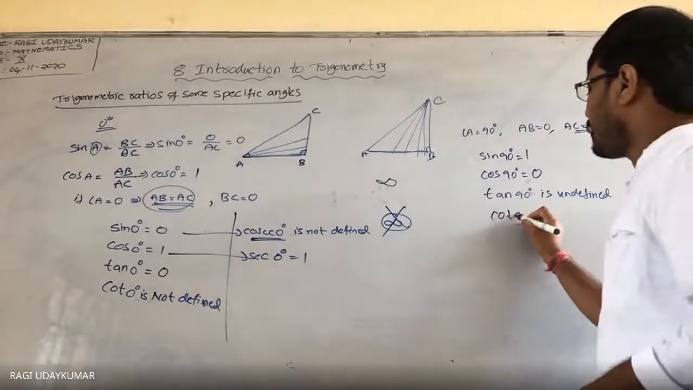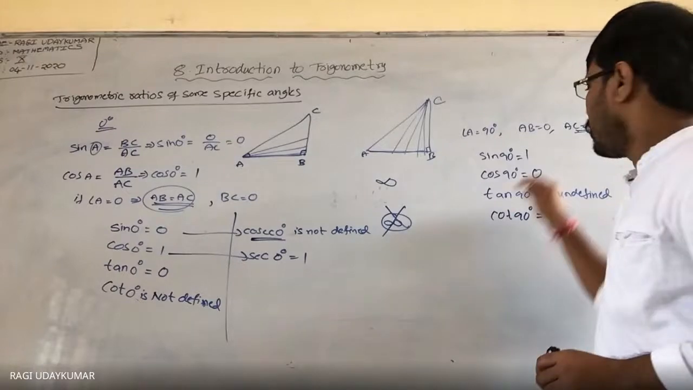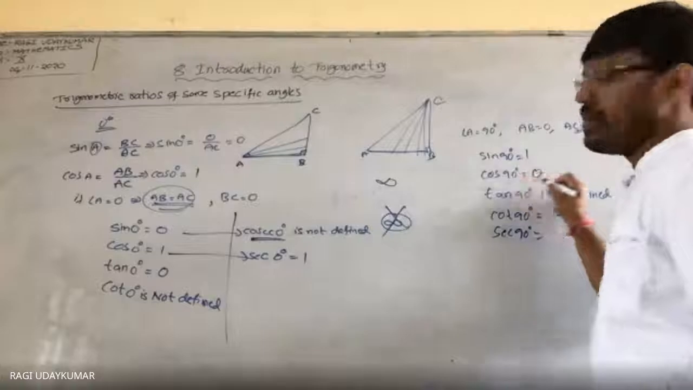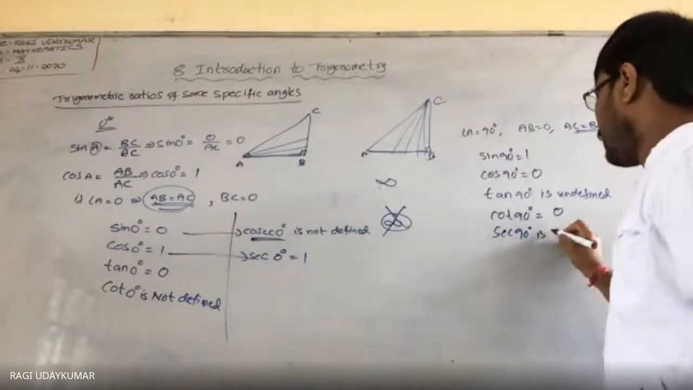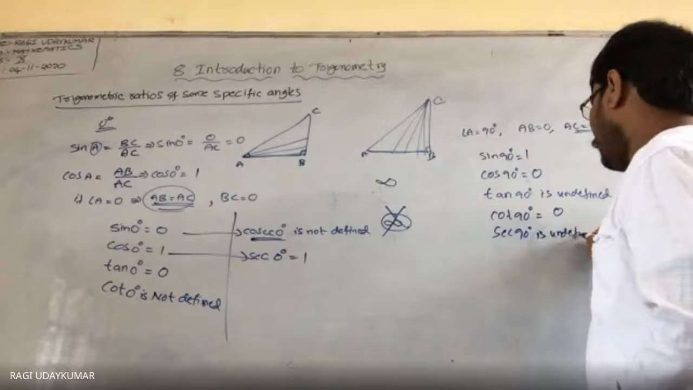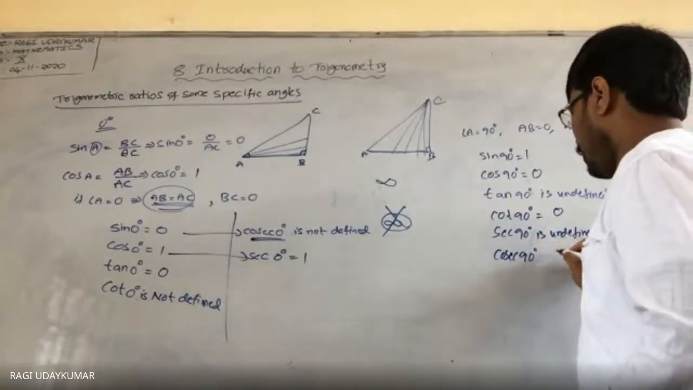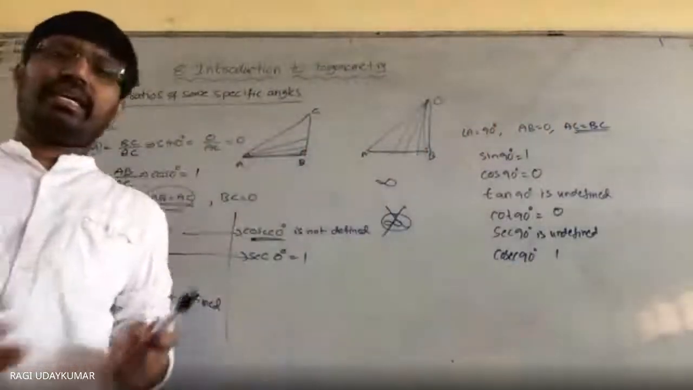Next, cot 90 degrees, what will it be? Cot 90 degrees is 0 by 1, so that is 0. Secant 90 degrees, what will it be? Its reciprocal, so it is undefined. Next, cosec 90 degrees, what is it? It is 1. So these are the values you will write in one table.